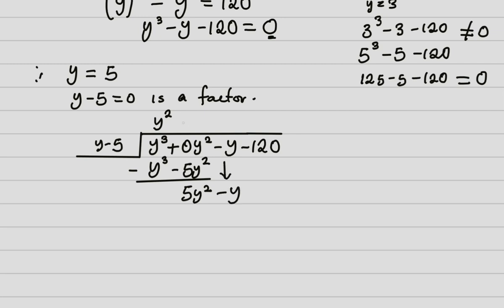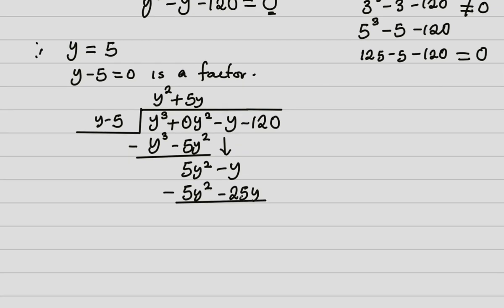All right. So I'm going to have plus 5y here now, so that when I multiply by y, it gives me 5y squared. Then I'm going to have minus 25y. Of course, I'm going to subtract just as I did earlier on, and this is going to be 24y. Then I'm going to bring down my minus 120. And of course, this is going to be plus 24, so that I will have 24y minus 120.